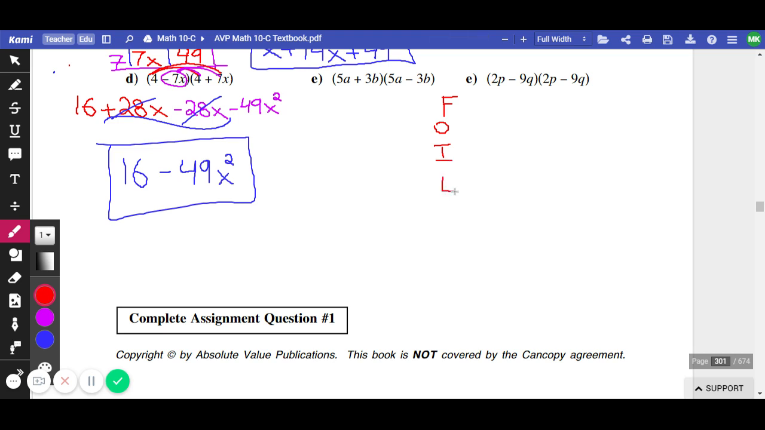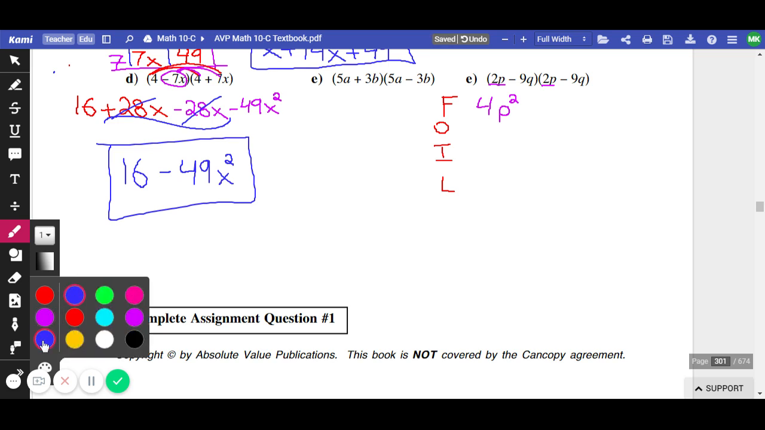Remember, FOIL is an acronym, and it's how you multiply your two binomials together. FOIL only works for binomials times binomials, which is why I don't ever use it. And the F stands for first, meaning you take your first terms and multiply them together. 2p times 2p would be 4p squared.